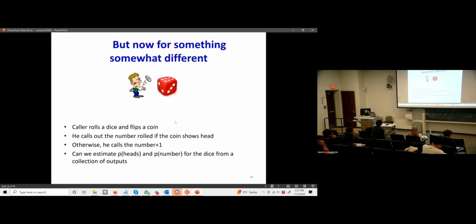Then it gets a little more complex, right? So now I'm going to complicate the problem a little bit. The guy is no longer simply rolling a single dice. Somehow, for some crazy reason, he dug into his pocket, he found both a dice and a coin. And so now he flips the coin before he rolls the dice. And if the coin turns up heads, he calls out the number on the dice. But if the coin tells a tail, he calls out the number of the dice plus 1. All you get to hear are the outcomes, the numbers that he calls out. How do you estimate the probability of heads on the coin and the distribution of the dice?